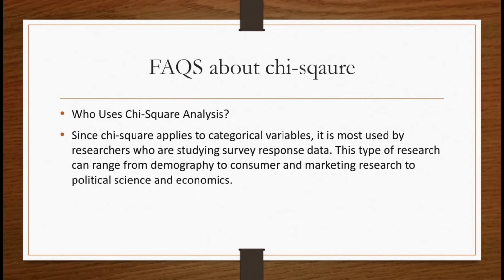Next, what is chi-square test used for? Chi-square is a statistical test used to examine the difference between categorical variables from a random sample in order to judge goodness of fit between expected and observed results.